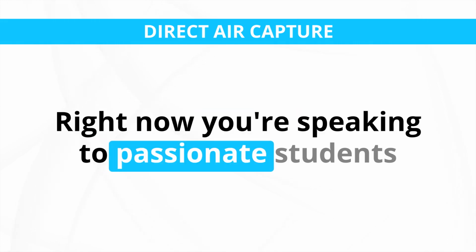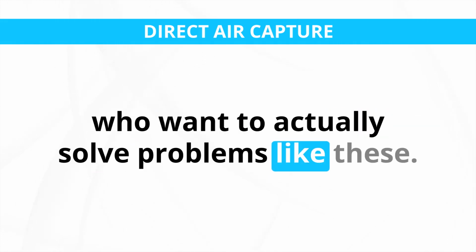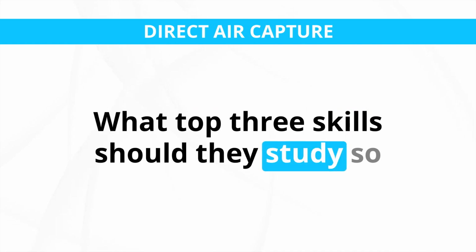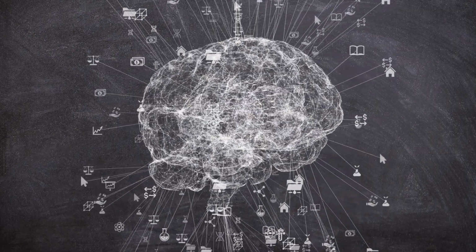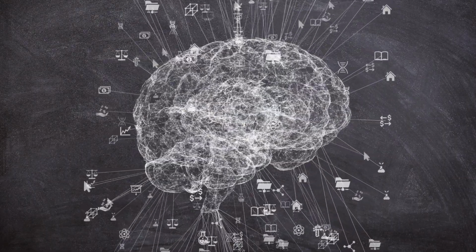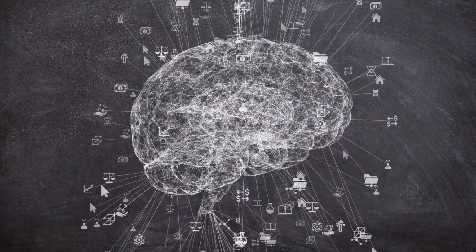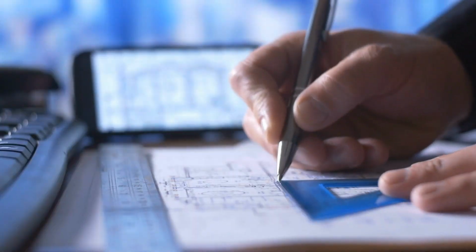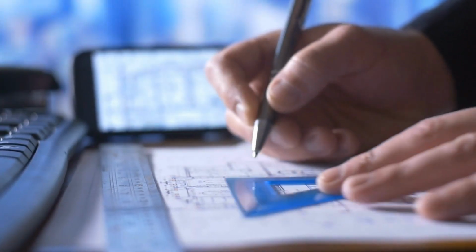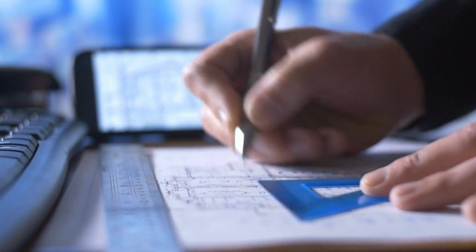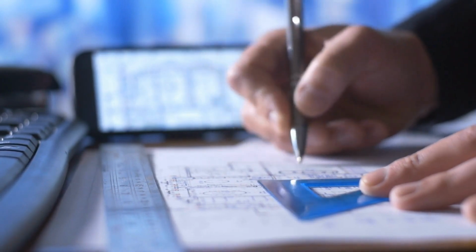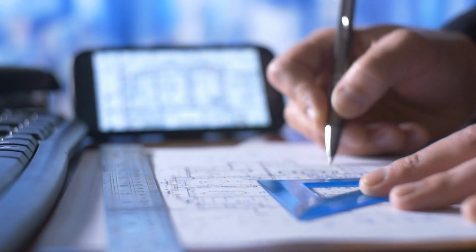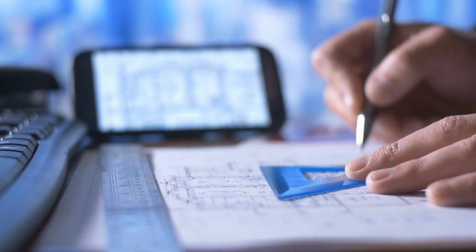Right now, you're speaking to passionate students who want to actually solve problems like these. What top 3 skills should they study so that they actually have the ability to do so? For one, identify what you're interested in and what you can bring to the table. So this is a huge problem that's going to need so many different stakeholders from so many walks of life and so many different skills. So if you are more technically minded, there is certainly a big challenge within direct air capture for people who like chemistry, mechanical engineering, process engineering, even environmental engineering to get involved and help develop new sorbents or build plants or build them cheaply or come up with efficient process designs.